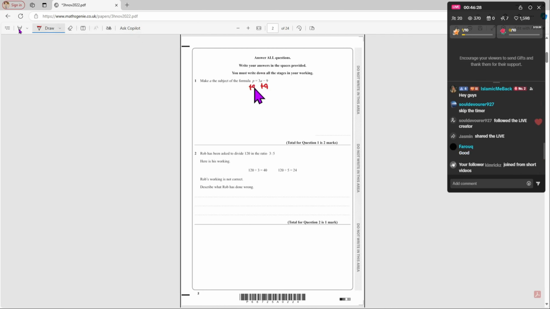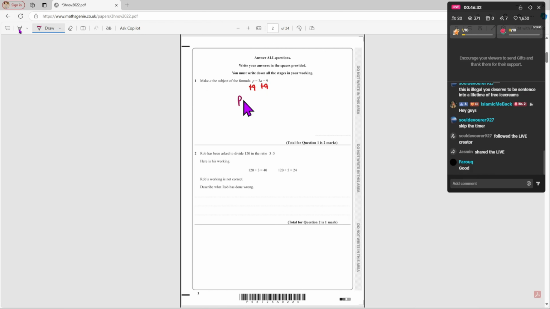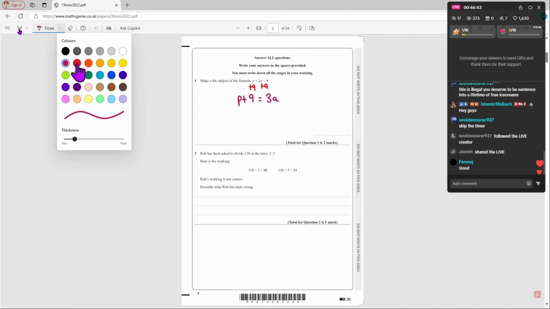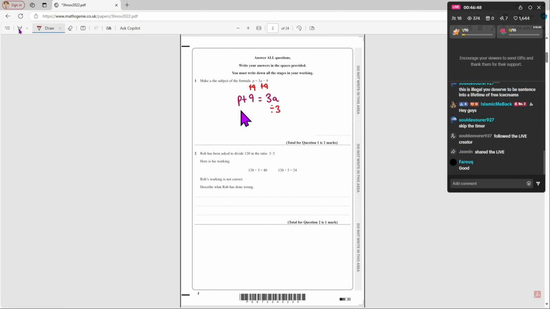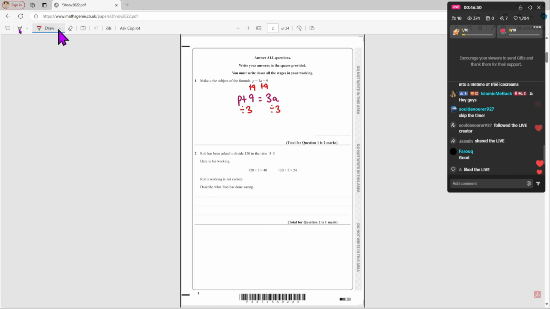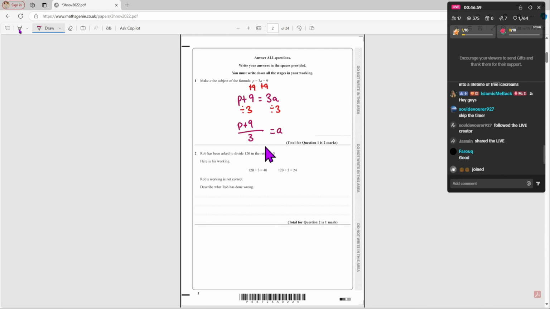When you add 9 on both sides, you're going to end up with P plus 9 is equal to 3A, okay? And then, once you have P plus 9 is equal to 3A, since you want to make A alone, you want to have A on its own, you're now going to divide by 3 on both sides to get rid of its coefficient. Divide by 3 on both sides, and then it's going to be P plus 9 over 3 is equal to A, and that is going to be A as the subject of the formula.